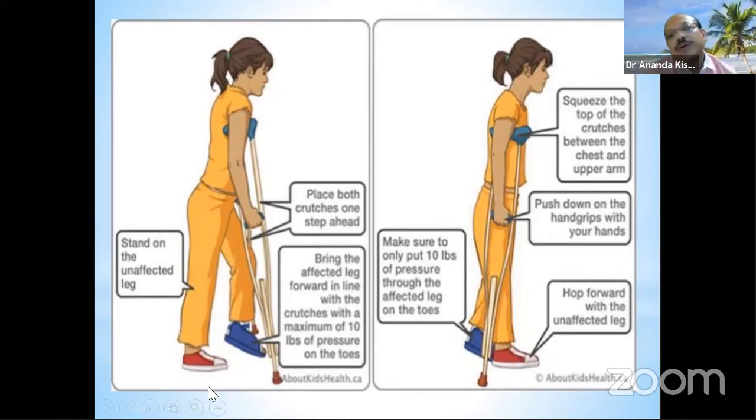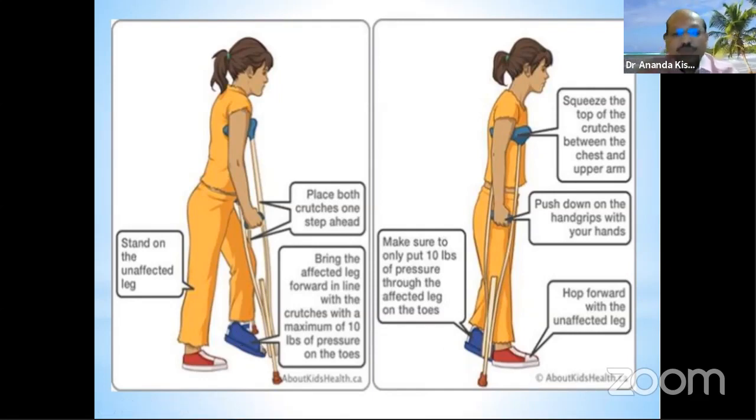So first move, movement of the crutch. Second move, movement of the affected limb. Third move, movement of the unaffected or the normal limb. So this is the 3-point crutch gait. First move is the crutch. Second point is the affected limb. The affected limb may be kept above the ground. That is completely non-weight bearing.